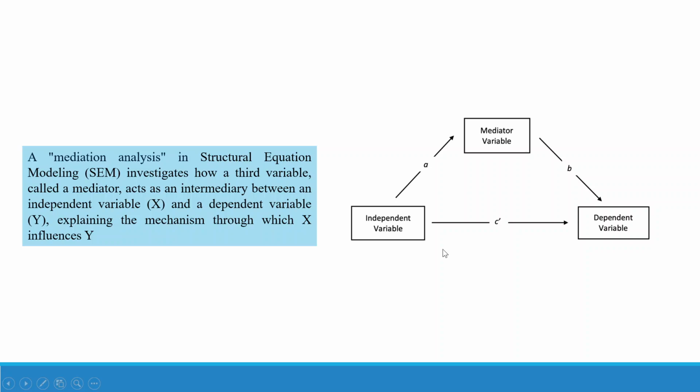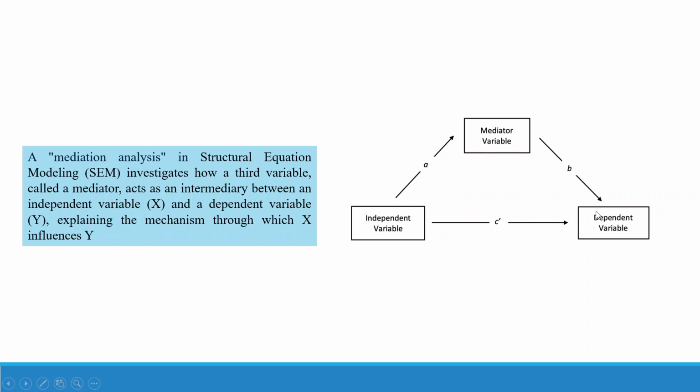Let's understand this. The independent variable is affecting the dependent variable directly, that is C', and it is also affecting it through the mediator. So the independent variable influences the mediator, and the mediator influences the dependent variable. This is known as an indirect effect, and this is known as a direct effect. So what is the total effect? It's a summation of direct plus indirect.